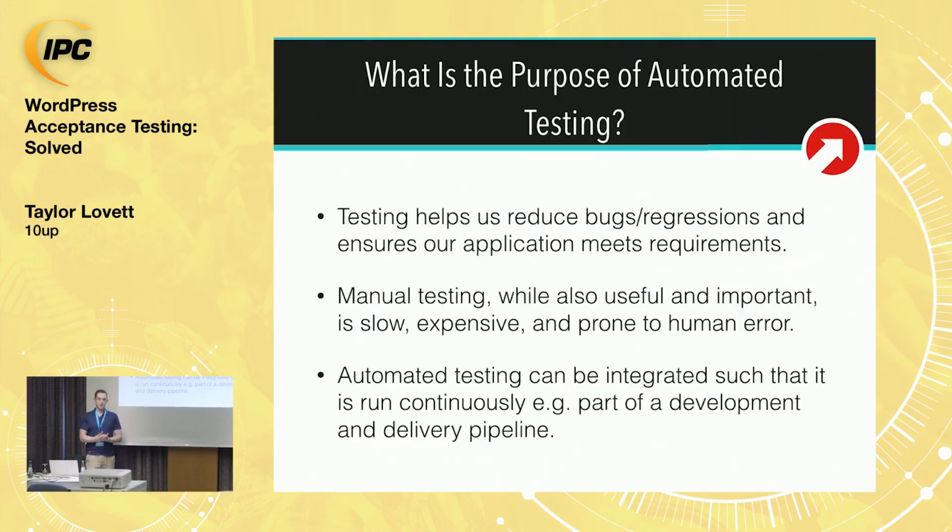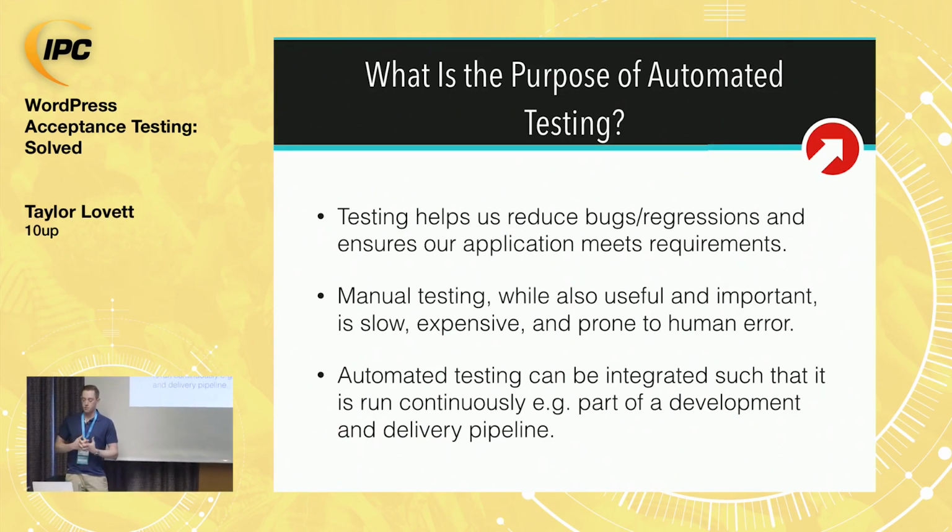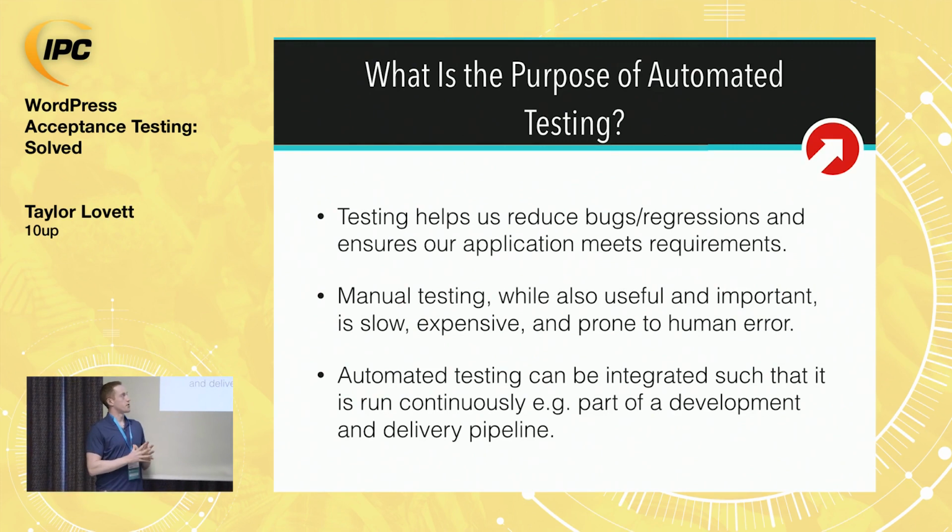So what is the purpose of automated testing? Let me make sure I don't block the slides. So testing in general, it helps us reduce bugs, helps us reduce regressions. Generally, the purpose is we want our application to meet a set of requirements. Manual testing is very important, but it is also slow, it's expensive, it's prone to human error. Not to say it's still an important part of any application release process, but that is true.